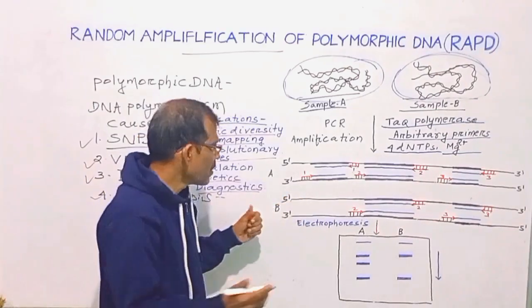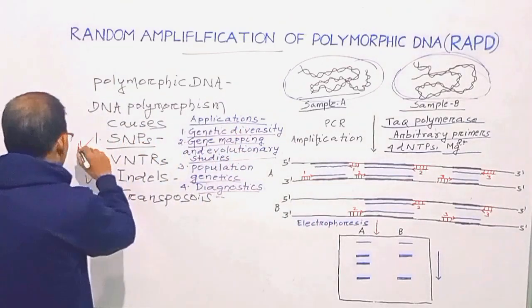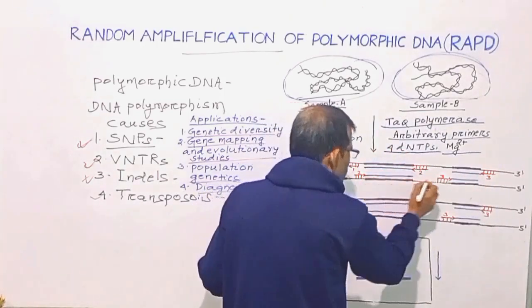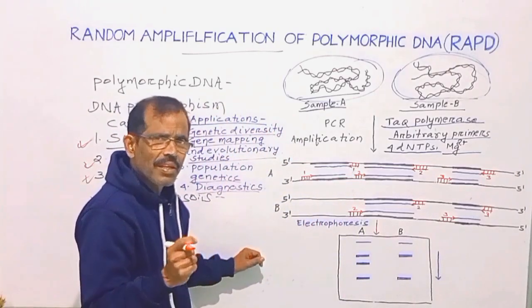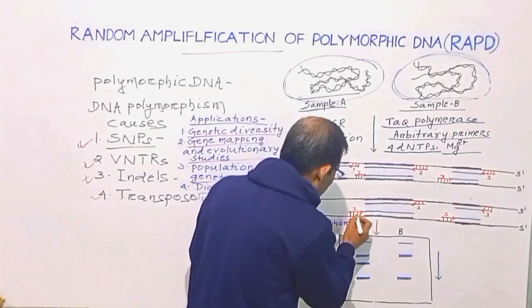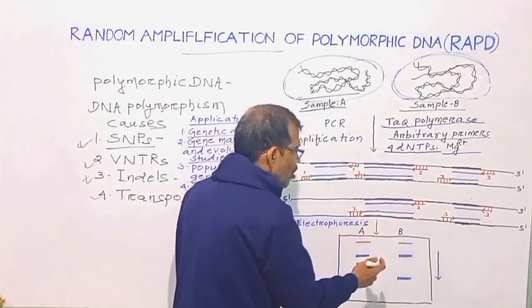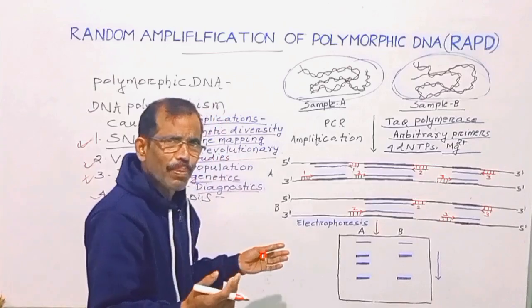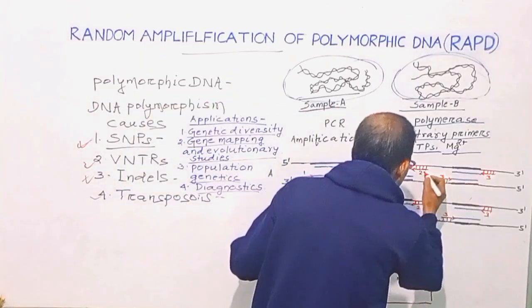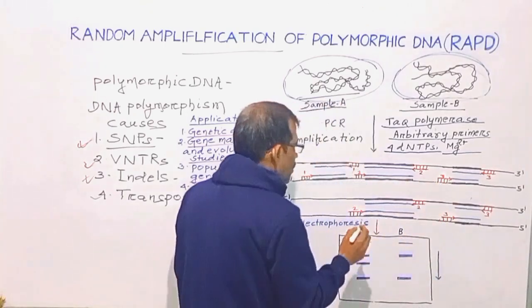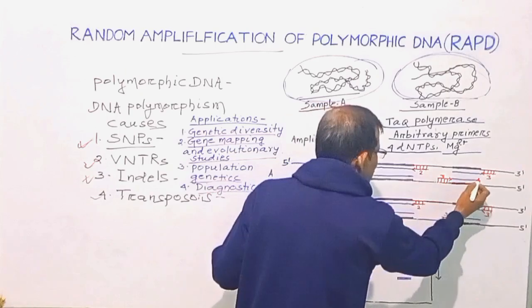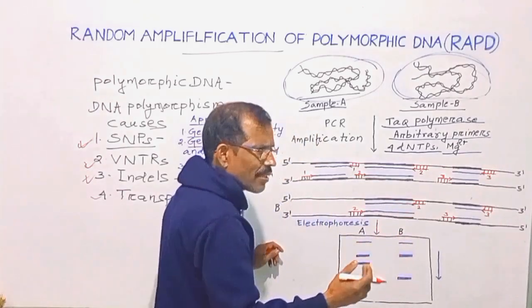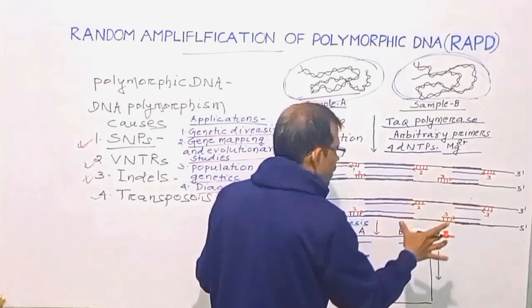Due to sequence differences between the two DNA samples, the primer will bind at 3 complementary sites to both DNA strands of sample A. On the other hand, in case of sample B, the primer will bind at only 2 sites of both the DNA strands. These differences in primer binding are due to the presence of polymorphic DNA. When the primers are extended by Taq polymerase, newly synthesized fragments of different sizes will be produced. The length of the newly synthesized DNA fragments will depend on the distance between two primer binding sites.